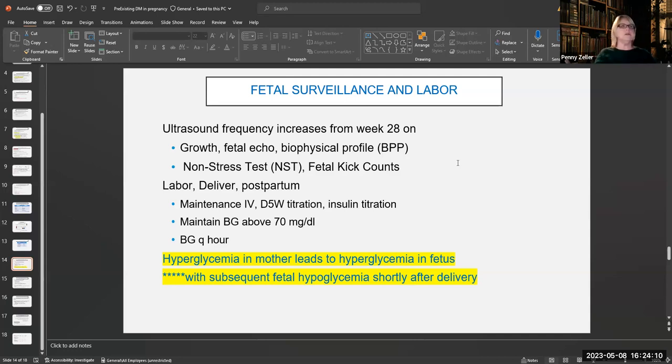And then when she does go into labor, we've got to balance her sugar. So we're going to have a maintenance IV. We're going to have D5W so we can give her some dextrose if she needs it. And we're going to have insulin IV available. Okay. So every hour we're going to check her sugar. If she's too low, we'll give her a little bit of D5W. If she's too high, we'll give her some insulin. Okay, so it's just keeping her at that good euglycemic area.